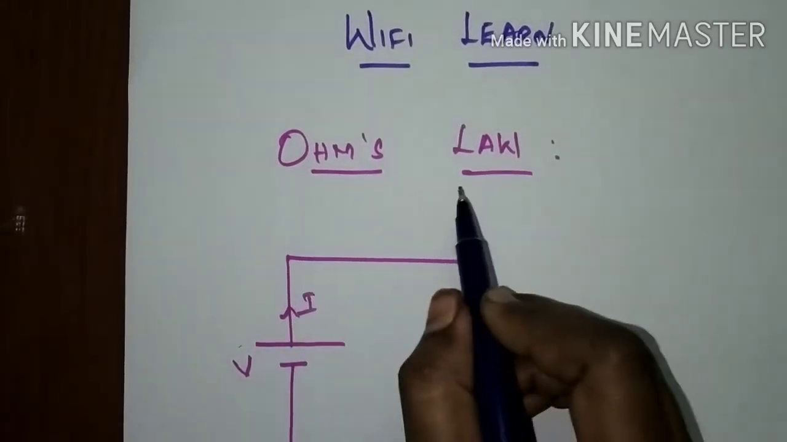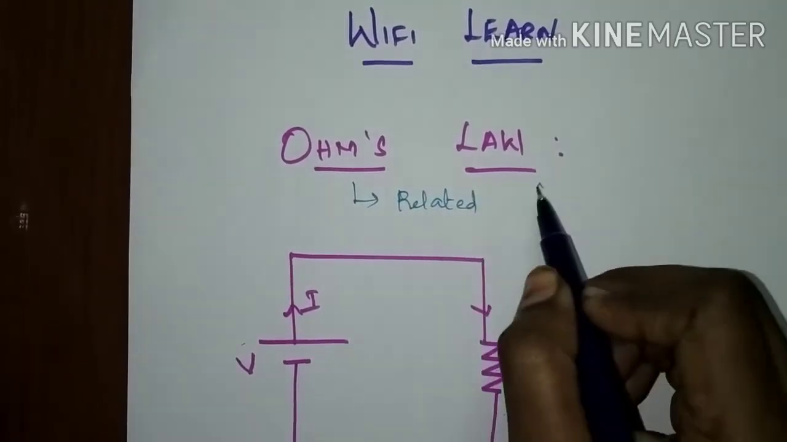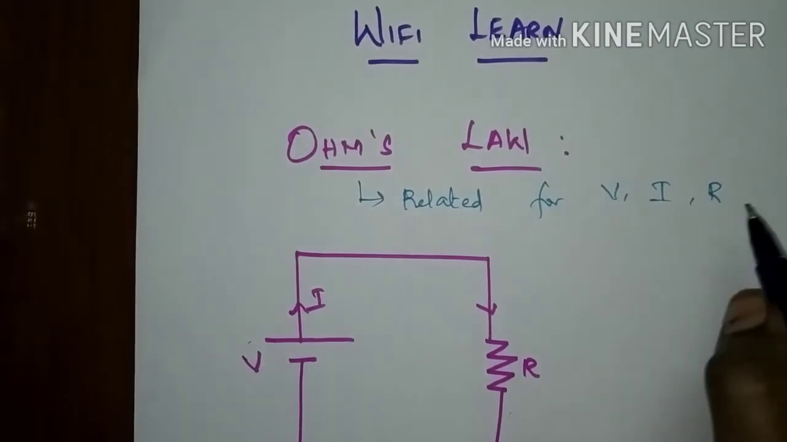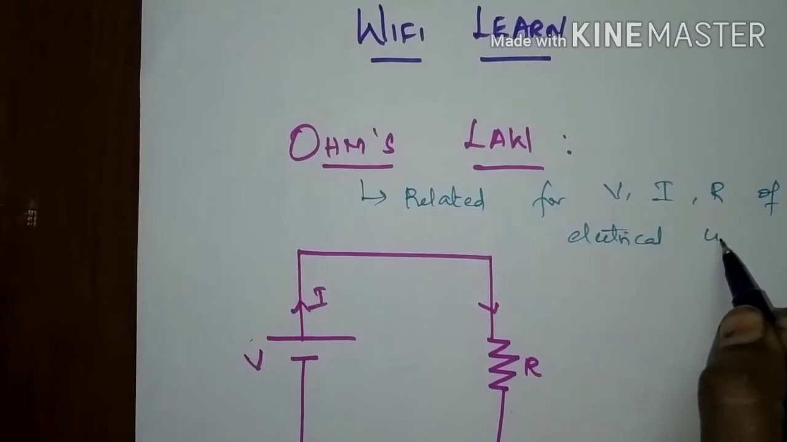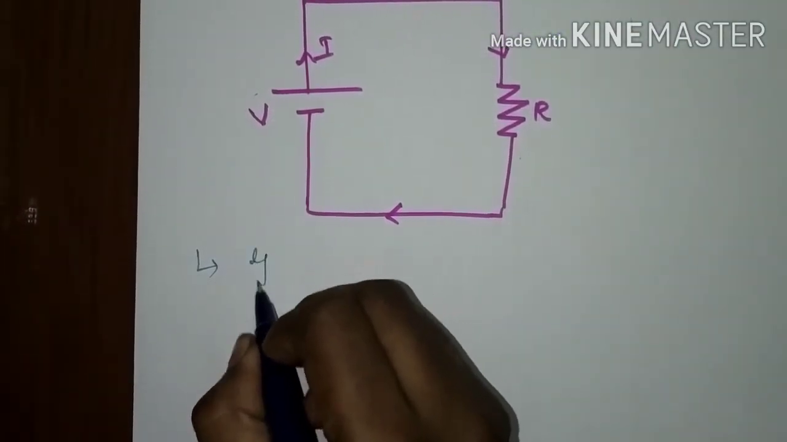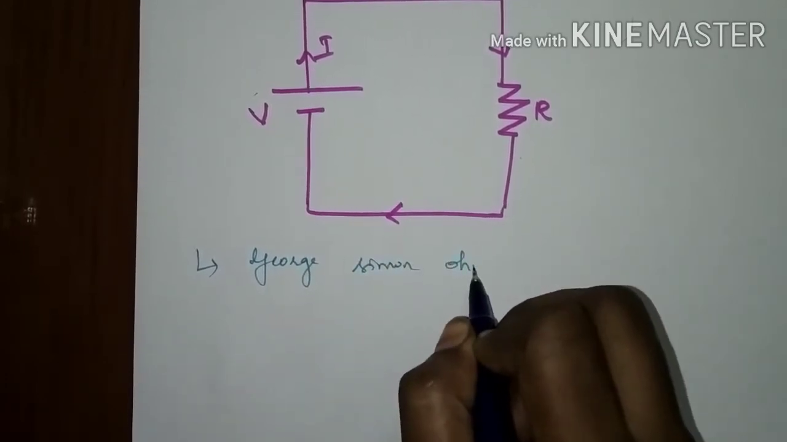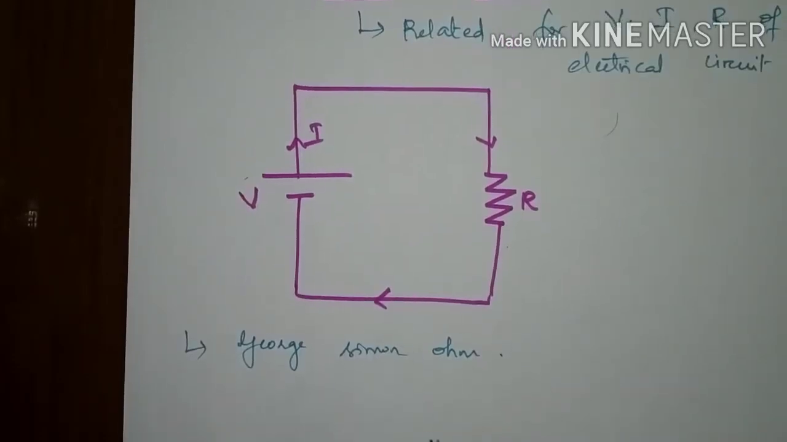So, Ohm's law is related to the relationship between voltage, current and the resistance of the electrical circuit. It was discovered by the scientist George Simon Ohm. According to the scientist's name, it has been given the name Ohm's law.